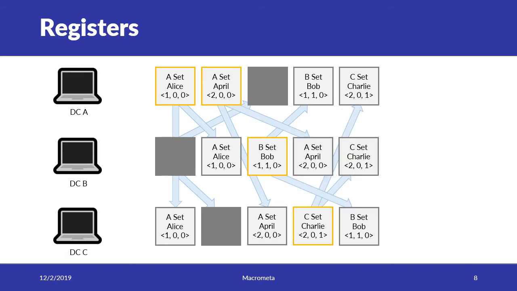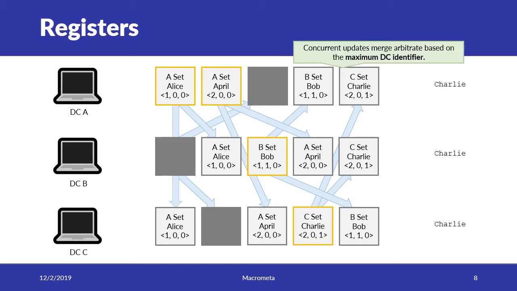So once all of the updates are in the system, we have to choose which value the system will converge to. And so what we're going to do is take all of the concurrent updates and pick the maximum data center identifier here, which is C. So A is concurrent with B and merges to B, and B is concurrent with C and merges to C's update. And so finally, at the end of the execution, the register is Charlie.